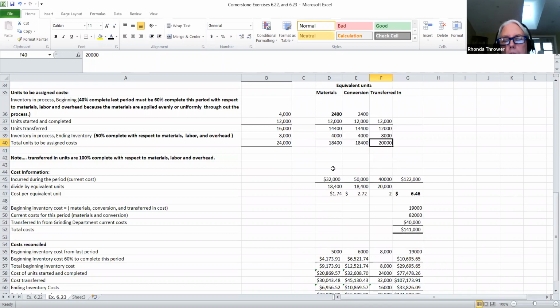Now we're going to apply cost information to this unit information. And the first thing we need to do is find our cost per equivalent unit. Notice under the FIFO method, we only use current cost. Under the weighted average method, we included beginning inventory cost. In this method, we don't. In the FIFO method, we do not include beginning inventory cost. We just include the current period cost in calculating our cost per equivalent unit.